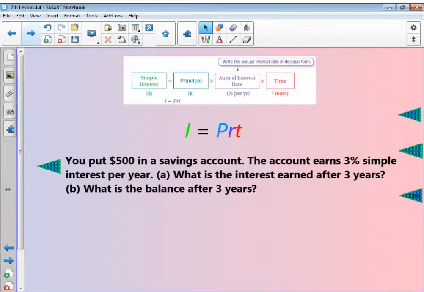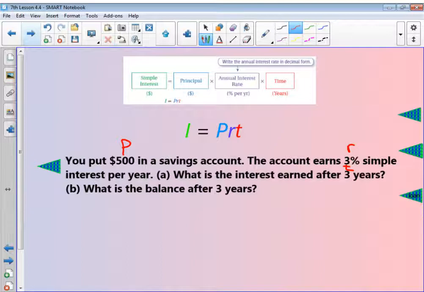Okay, so here we're going to go ahead and do a couple story problems. They're going to give us a story problem, and I'm just basically going to show you how to pull the information out of there. It says you put $500 into a savings account. So that's what you originally put in there. That's your principal. The account earns 3%. So there's our rate per year. What is the interest earned after 3 years? There's our time. And then what is the balance after 3 years?